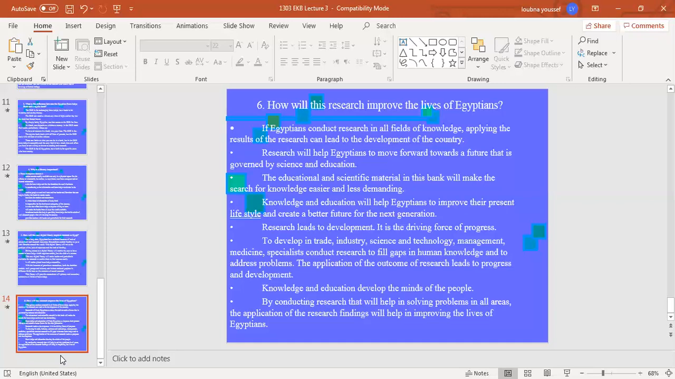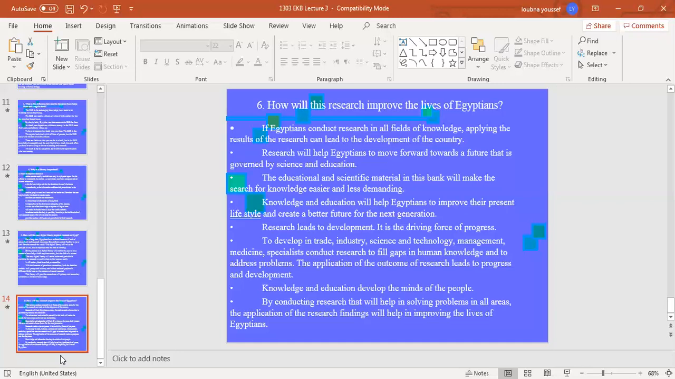Now, the following point says, to develop in trade, industry, science, technology, management, medicine, even to develop in sports and in strategies of sports. Specialists have to consult other sources, have to conduct research to fill gaps in human knowledge and to address problems and to solve them. The application of the outcome of research leads to progress and development.